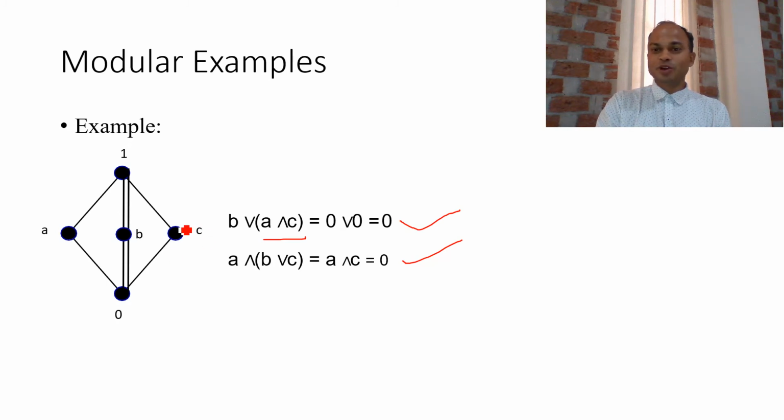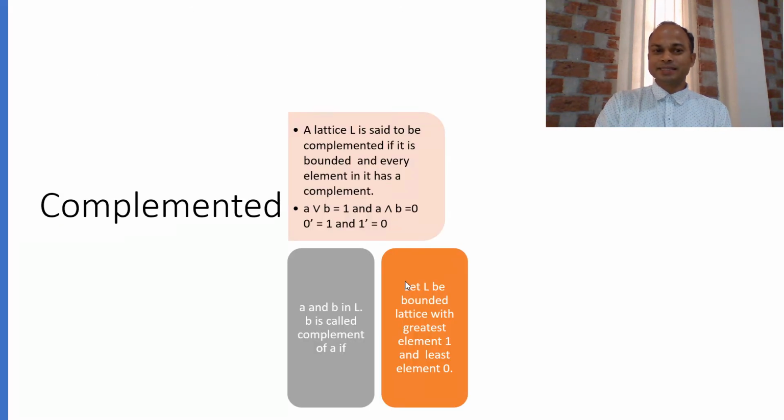It means the greatest lower bound. The greatest lower bound of A and C is 0. So we have written 0 here. And if we apply the union with B, we get 0. Similarly, we can write the other side. So both the values are the same. So this is the example of a modular lattice.